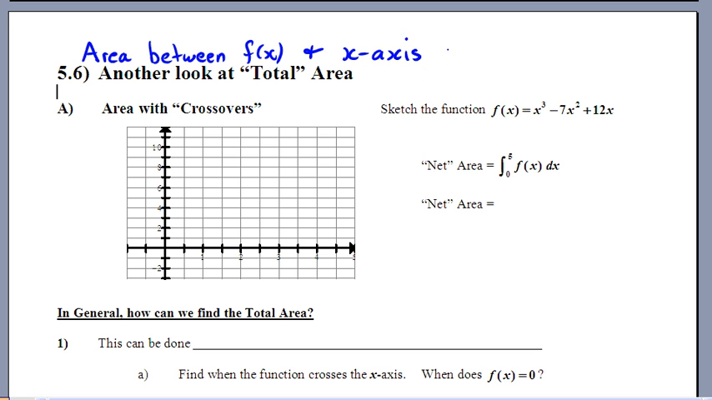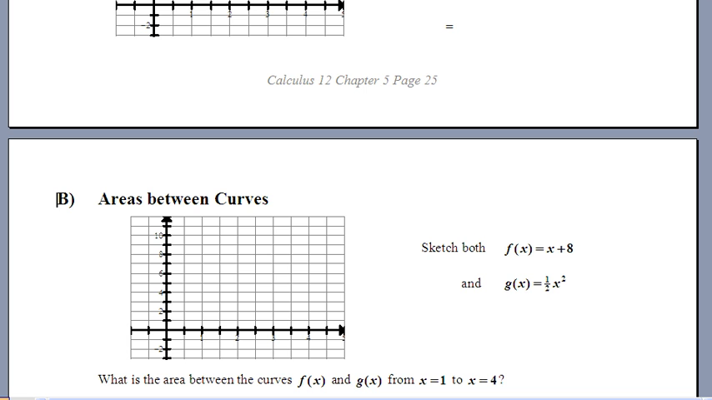And we're going to have these things that I'm going to call crossovers. These points where the graph goes above and then below and then above the x-axis. So we're going to have some crossovers in there and talk about how the calculus likes to throw negative signs at us for that.